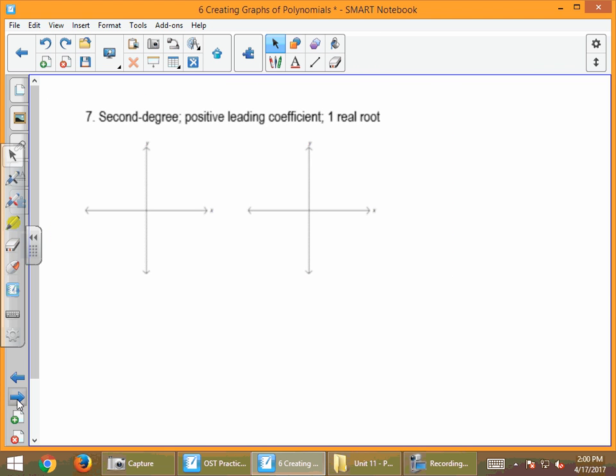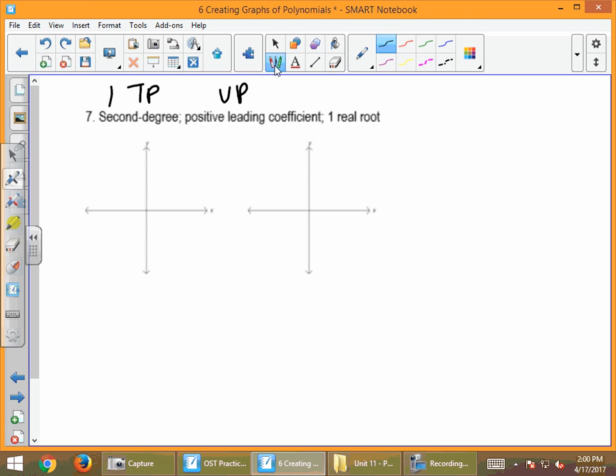Second degree. Positive coefficient, 1 real root. So how many turning points is the second degree polynomial going to have? 1. Good. 1 turning point. Positive. It is even. So which direction are both ends going to point? Up. And 1 real root. So how many x-intercepts is it going to have? 1.